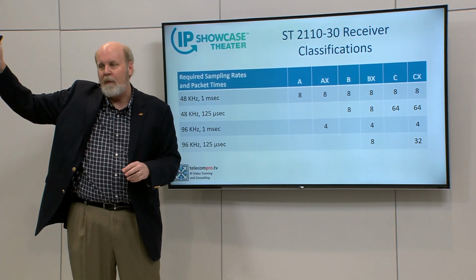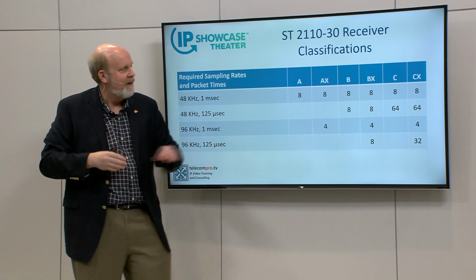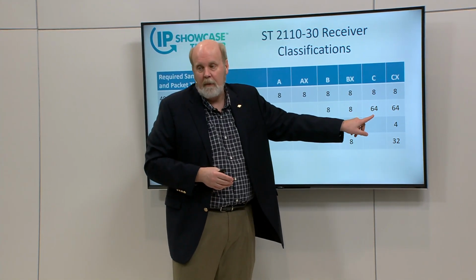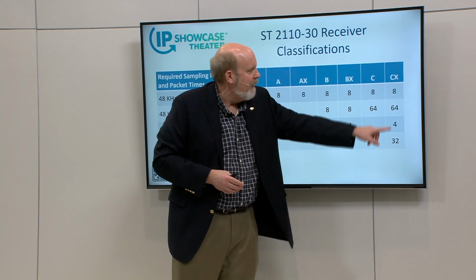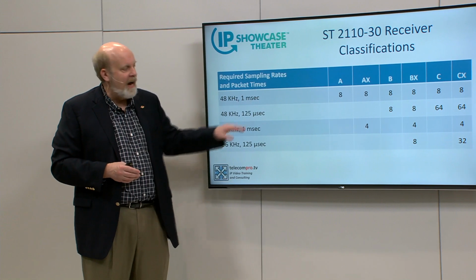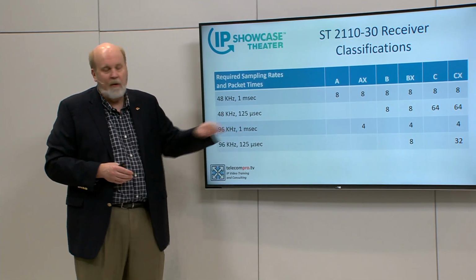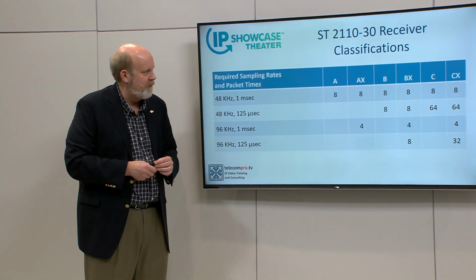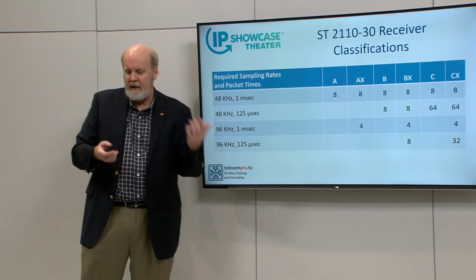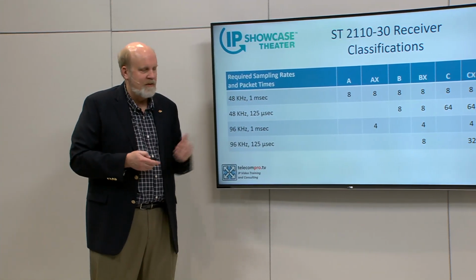Then the Type C receiver is really cool. Who's ever used MADI around here? You guys have used that. A Type C receiver can handle a full MADI's worth of audio, 64 channels. But again, at the higher 96 kilohertz sampling rate, I can only handle 32 channels. So those 3 different receiver types are all specified new in SMPTE 2110-30.